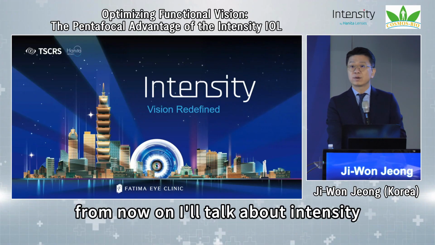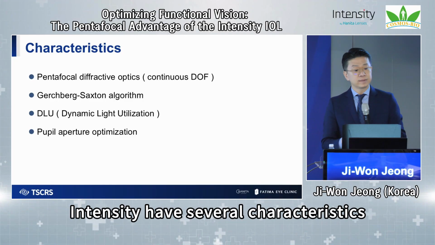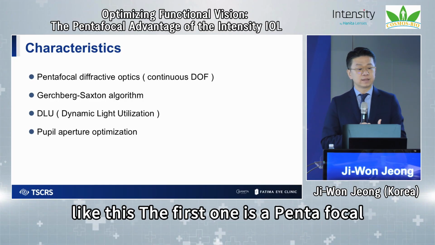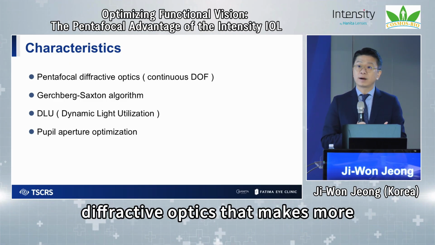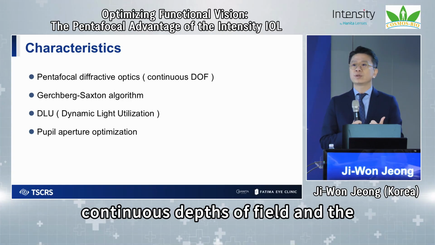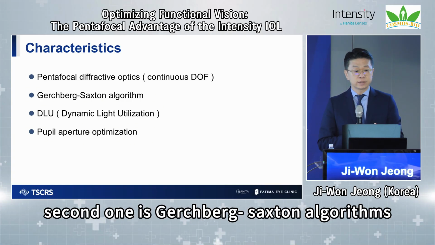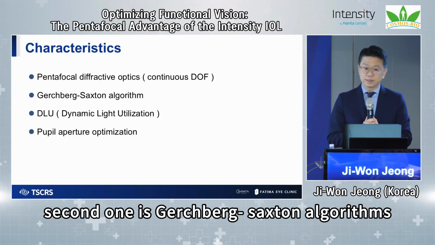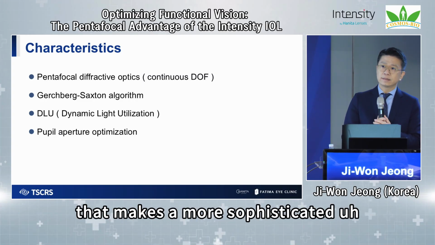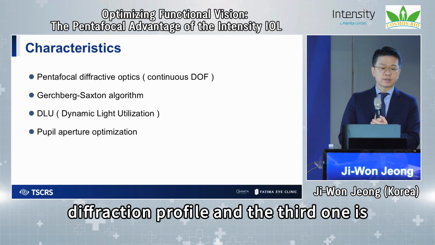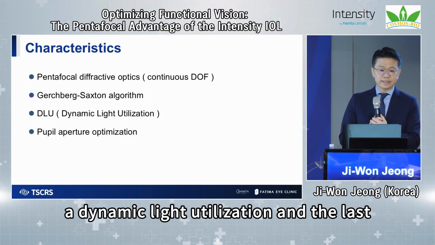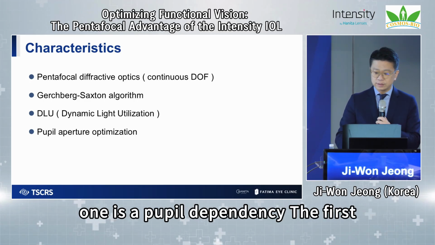From now on, I'll talk about intensity. Intensity has several characteristics like this. The first one is the pentafocal diffractive optics, that makes a more continuous depth of field. The second one is the Gerchberg-Saxton algorithm, that makes a more sophisticated diffraction profile. The third one is dynamic light utilization. And the last one is pupil dependency.